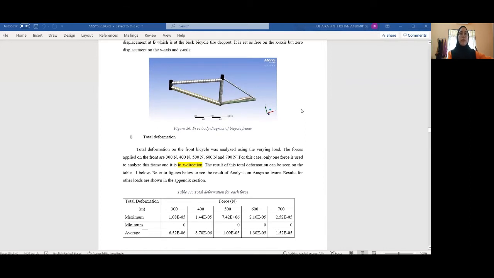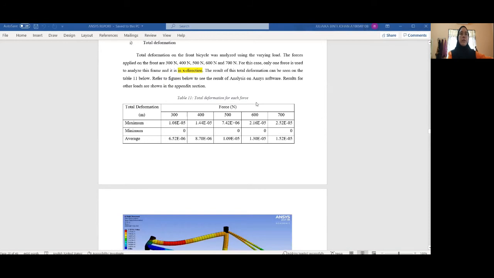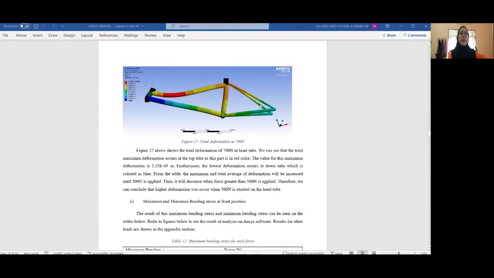First, we discuss the total deformation. For the total deformation, I apply 5 different forces at the head tube in the X direction, and this is the result of the total deformation for each force. This figure shows the total deformation at 700 Newton, and in this figure we can see the maximum total deformation on the bicycle frame. It shows that the top tube is the maximum and the down tube is the minimum.